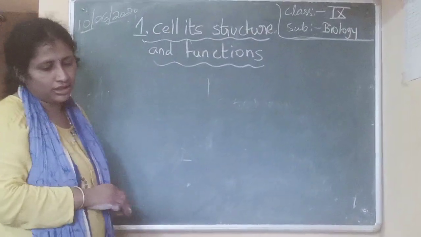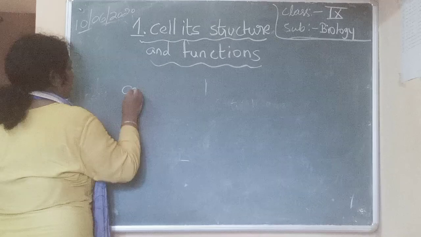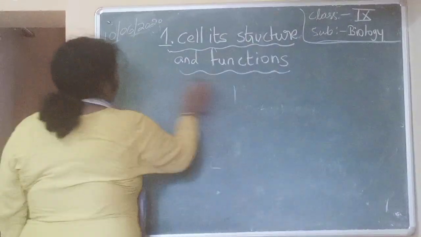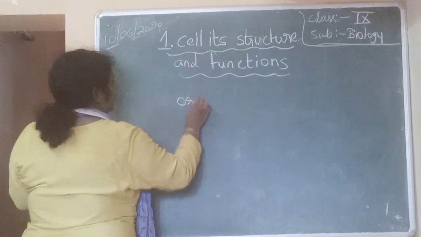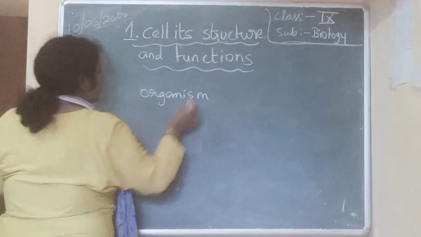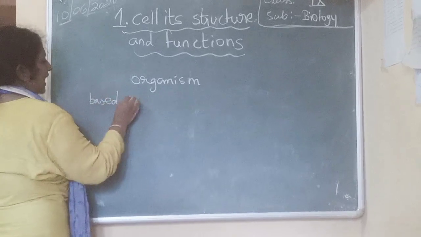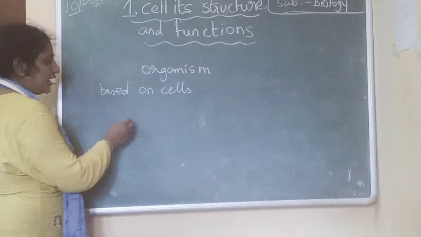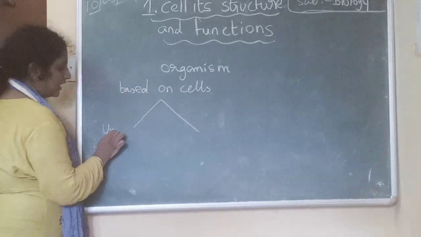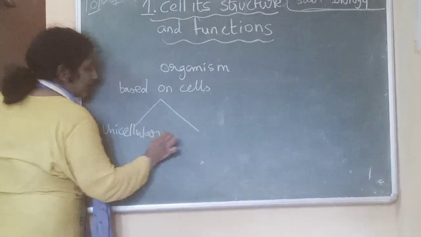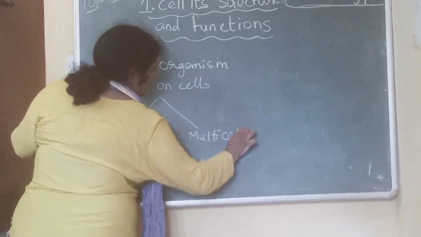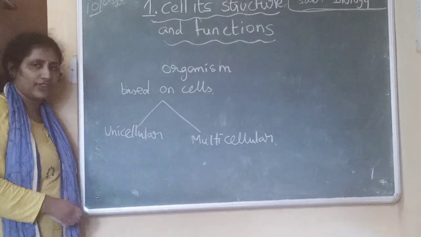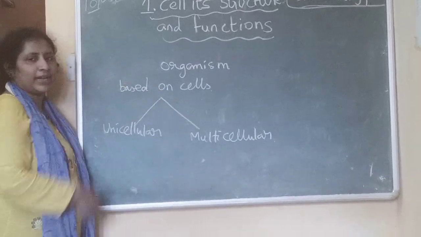So first, how many types of organisms can you classify based on cells? How do you classify the organisms? You can classify based on the number of cells as unicellular and multicellular. So based on the number of cells present in an organism, you can classify the organisms as unicellular and multicellular.